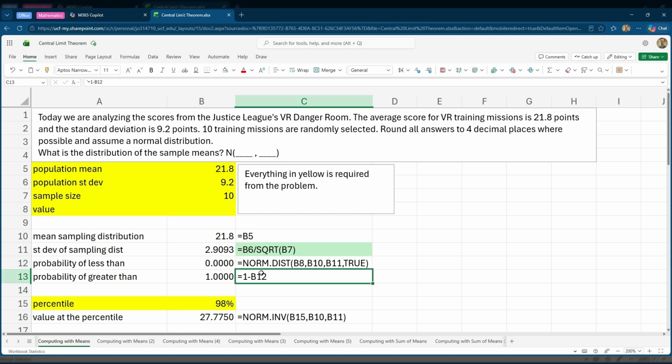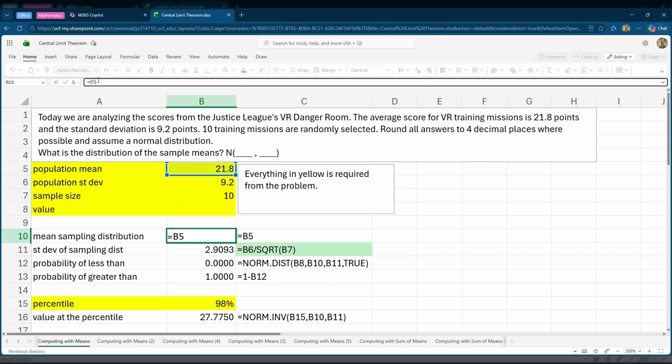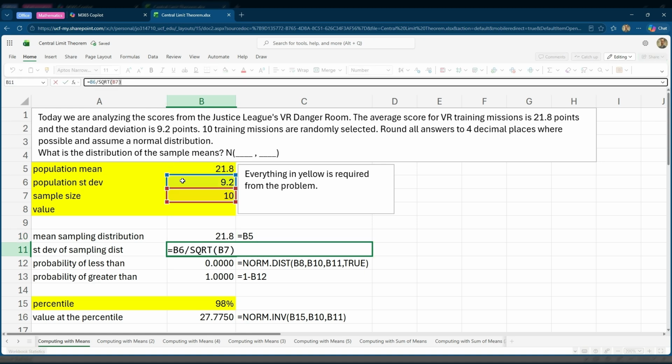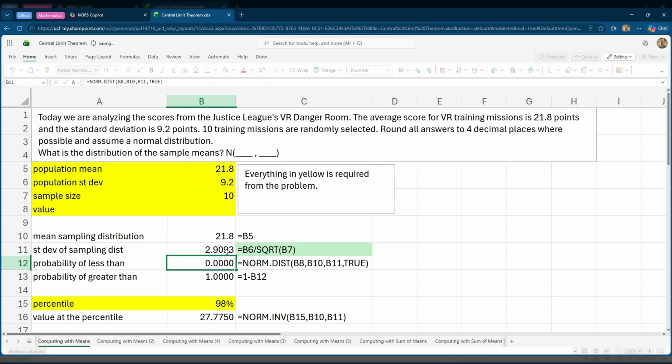These 3 formulas right here are all the same from our normal distribution calculator. Again, I think this is where students mess up. It's this standard deviation that is different. The standard deviation of a sampling distribution is always smaller, and it's smaller by the square root of the sample size. So here, of course, I just have a cell reference of the population standard deviation, but it's being divided by that square root.